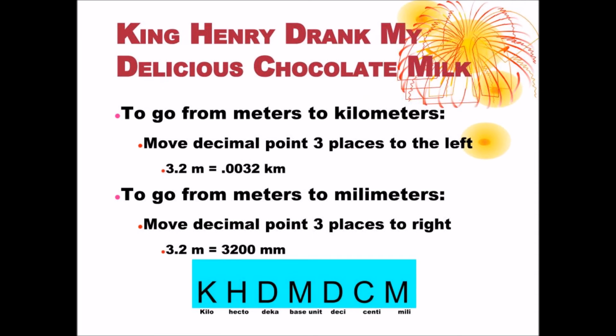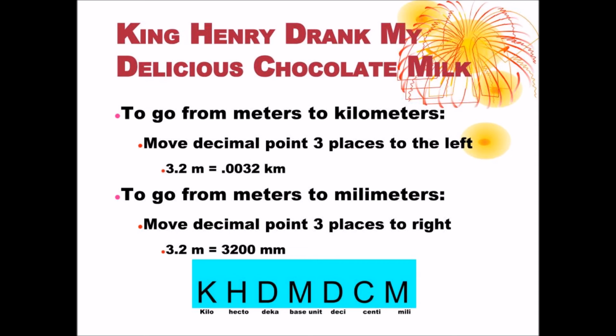It's easy to convert within the metric system. Most school children learned some type of mnemonic. Mine was King Henry drank my delicious chocolate milk. If you line the first letters of the mnemonic up from left to right, K, H, D, M, D, C, M, and you think about what unit you are starting from and what unit you are going to, it's very easy to convert within the metric unit.